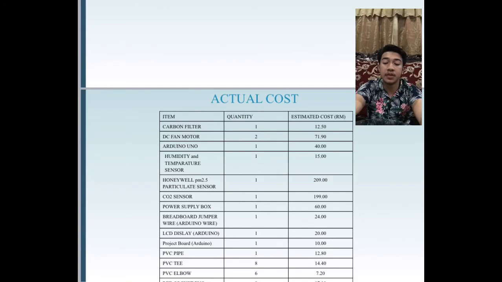For your information, we spent 757 ringgit 40 cents to finish our project successfully.